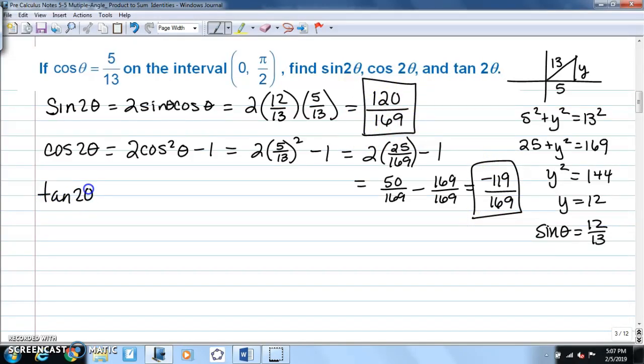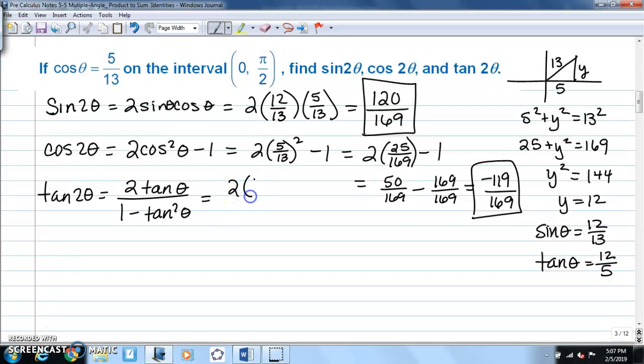Tangent of 2 theta. Again, look at your formula. It's 2 tangent of theta over 1 minus tangent squared of theta. So, what is tangent of theta? Well, it is your y value, which is 12, over your x value, which is 5. So I have 2 times 12 over 5 divided by 1 minus 12 over 5 quantity squared.